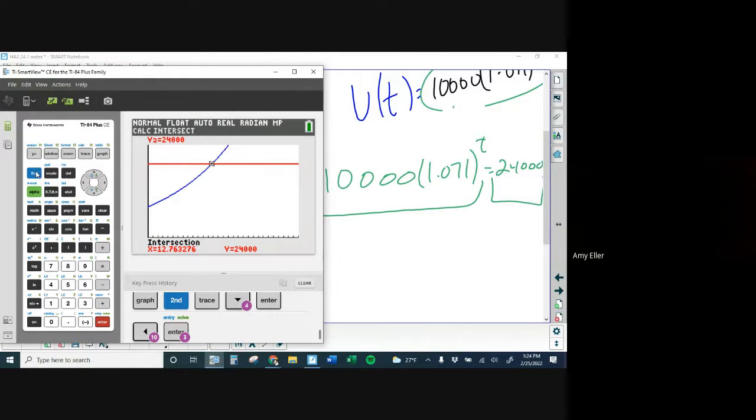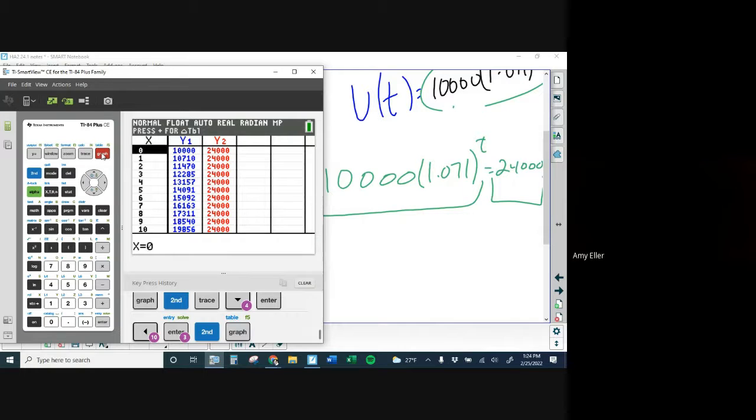So hit second table, which is above graph. The reason Y2 is 24,000 is because it's a straight line. It is always an outcome of 24,000. Your other one shows your increased tuition. So keep scrolling down until your tuition hits 24,000, which doesn't give you an exact decimal, but it will tell you after 12 years into the 13th is when it happens, which is our same answer, just not with the decimal. Algebraically is probably best, but a graph helps us kind of see it also.